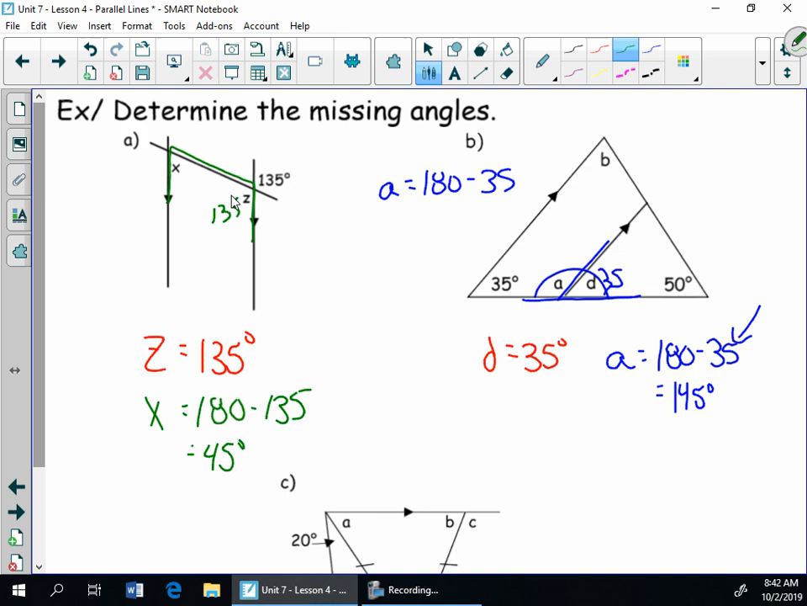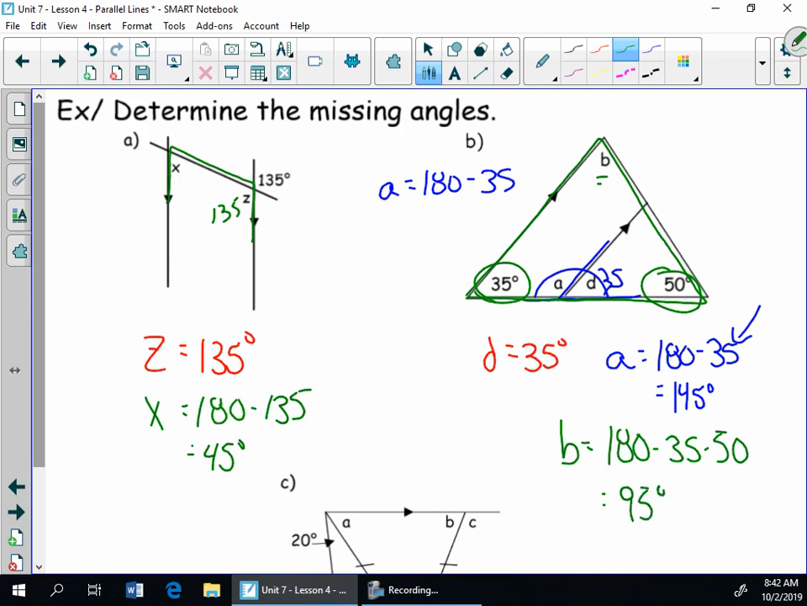B is an interesting one. B is part of this triangle. Well, we know things about triangles. If we've got two of the three things, we can figure out the third one because triangles always make 180. So if we subtract the two we already know, we're left with the one we want.